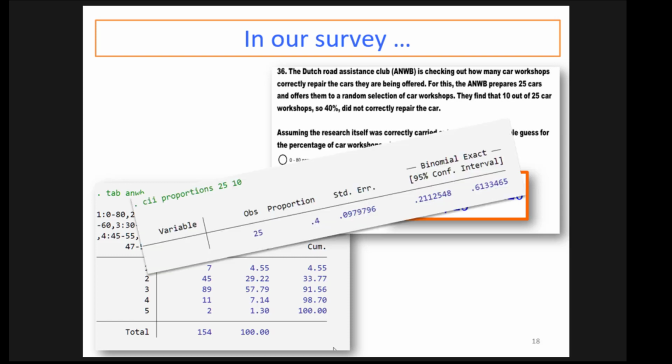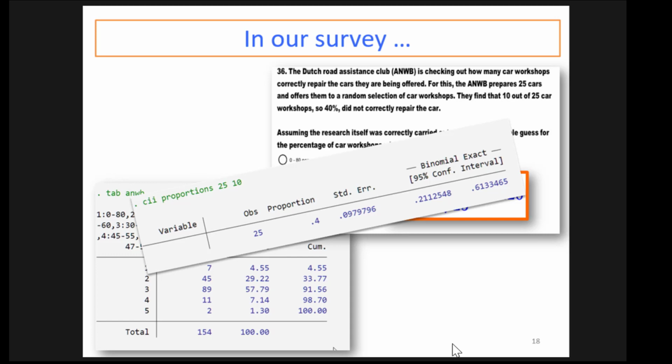If you want, you can calculate this in Stata as well. What you type is cii, for confidence interval immediate, and then you type proportions, because this is a proportion that you're estimating, and you say 25, that's my n, and 10, that's the number of yeses that I had. So I get 25 observations, proportion of 0.4, and here's my confidence interval from 21% actually to 61. So the square root n rule is pretty good. It's off by 1%. It's not too bad.